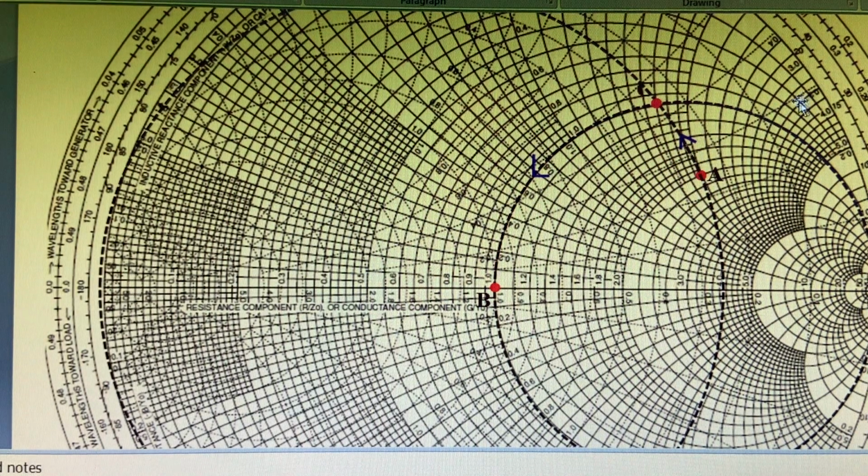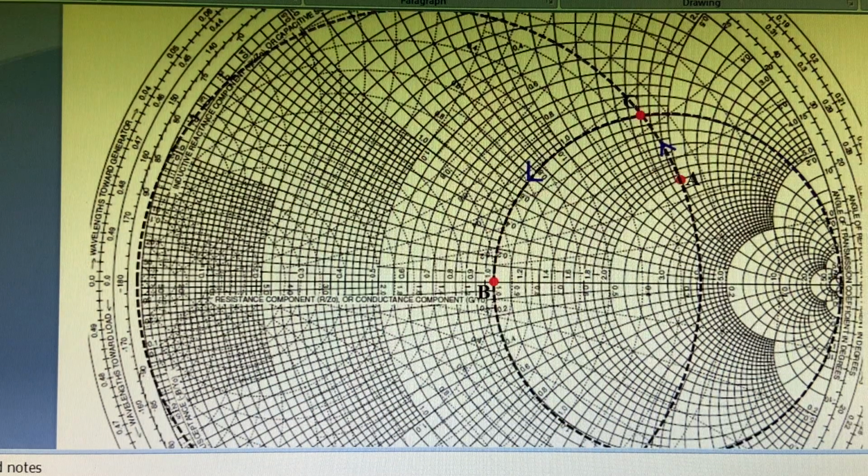This is the point 3 susceptance circle, and this is the point 2 susceptance circle. As you can see here, this is the susceptance circle of 0.2, and this susceptance value is 0.3. The circle passing through this point will have a value in between 0.3 and 0.2, that is, it may be 0.25.